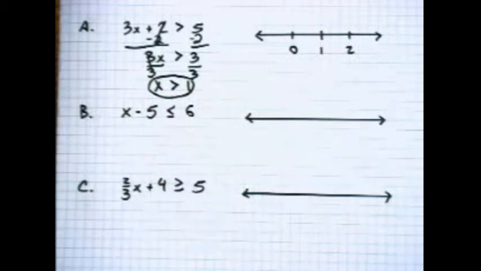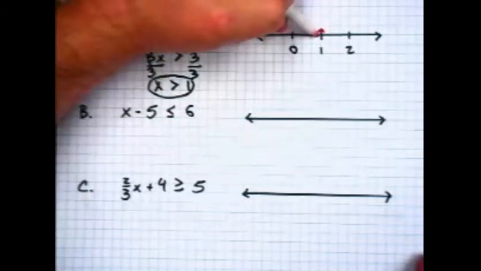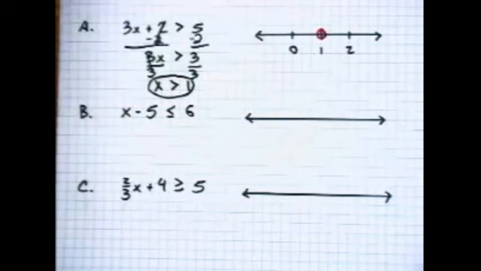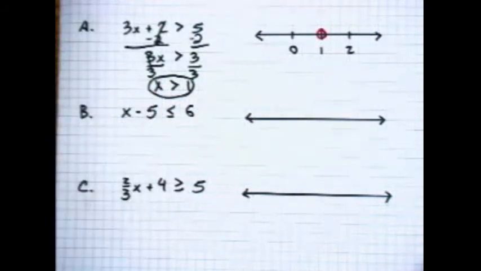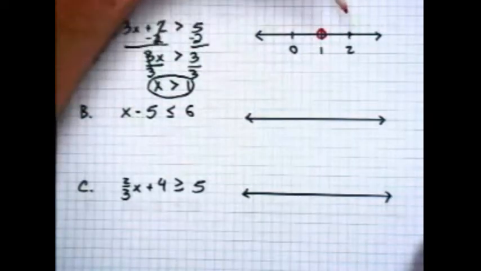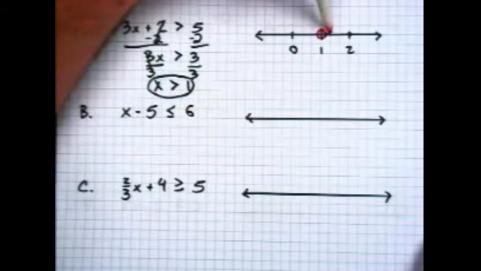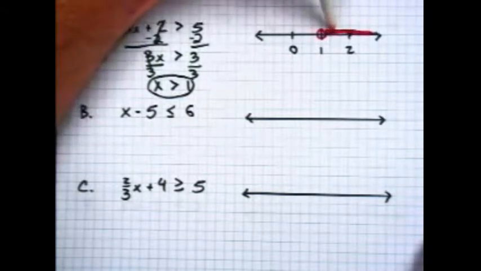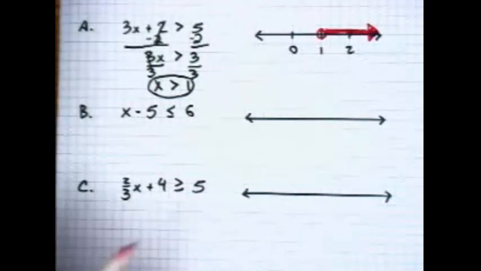Now x is not equal to 1. It says so right there. X can't equal 1. We represent that by putting an open dot at 1. But x is greater than 1. Where are the numbers that are greater than 1? Well, 2 is certainly greater than 1, but so is 3, and so is 0.5, and so is 1.5, and so is 1.1. So the way to show all of this infinite number of points that are greater than 1 is to show that part of the number line shaded.